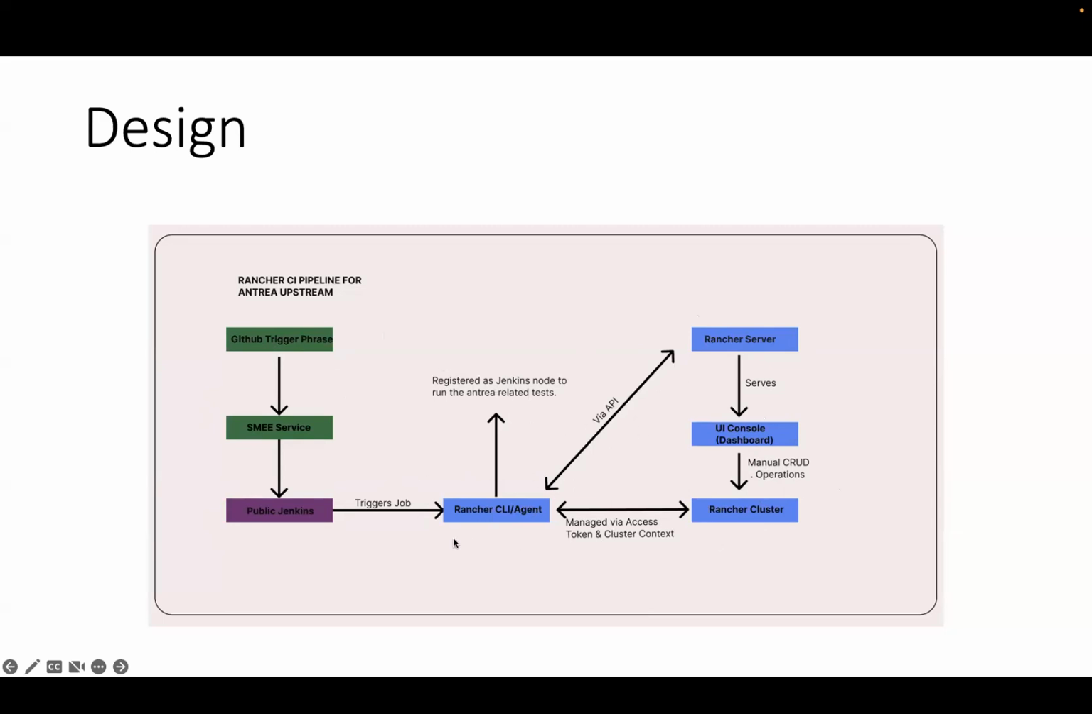The Rancher cluster is connected to our Rancher agent with the help of the access token and the cluster context. These are the two things with the help of which we connect our Rancher agent node to the Rancher clusters on which we are running the test. And the Rancher agent is also connected to the Rancher server with the help of the API, and this agent node is registered as a Jenkins node, which performs the test on the Jenkins. Whenever we trigger any job, on this node we run the kubectl and Rancher commands, and this node in turn runs the test on this cluster.